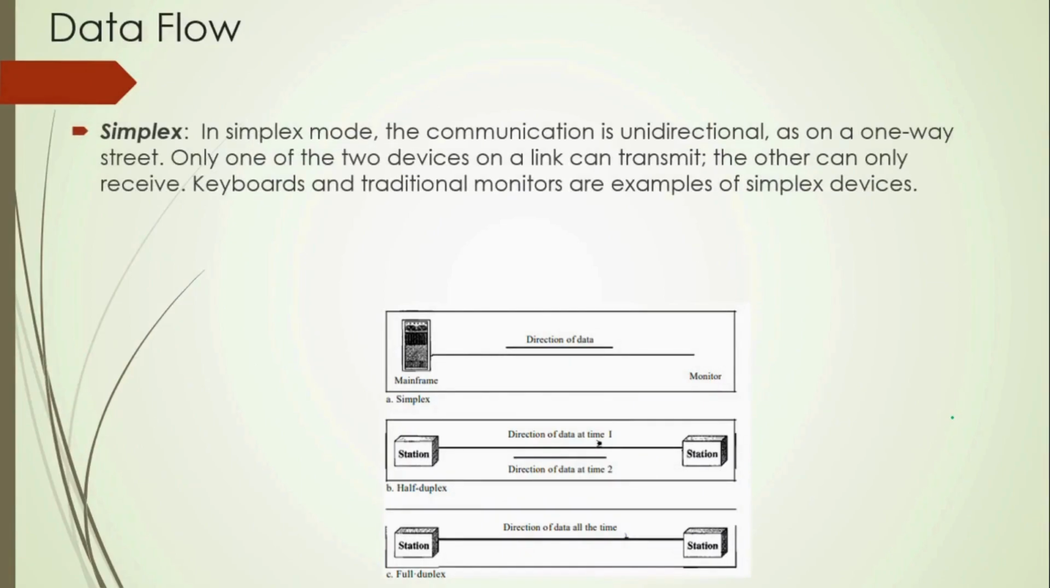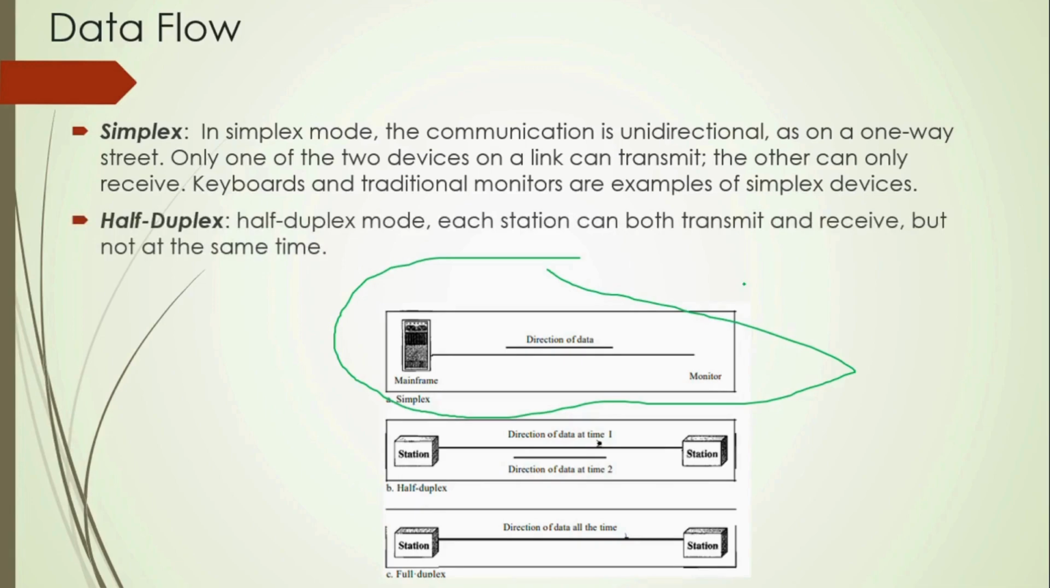Here the first is simplex mode. In simplex mode, the communication is unidirectional. That means only one side can send and the other side can only receive. Keyboard and monitor are the best examples of simplex devices. The keyboard will only give the input and the monitor will only show the output. In half duplex, each station can both transmit and receive, but not at the same time.